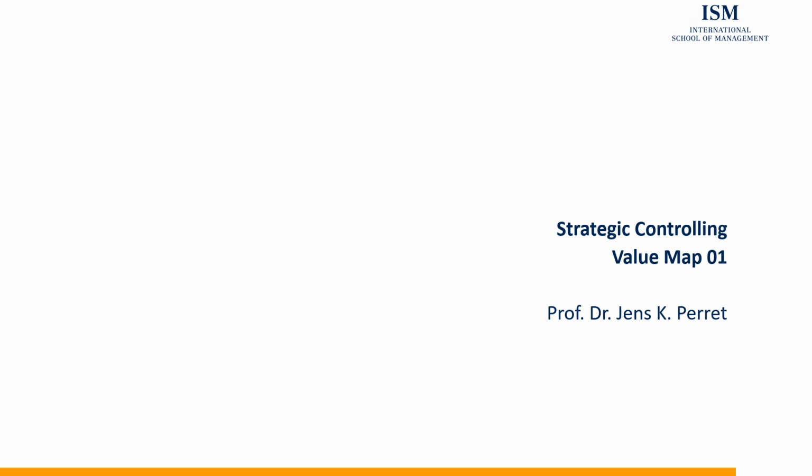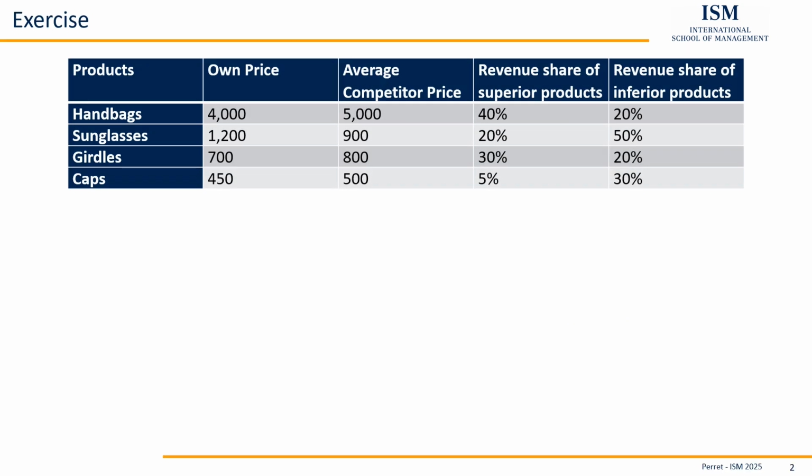Welcome to this exercise on the value map approach. Here we have four products or business units of our company. First off, our own price on average, which we charge for products from this category, and the average prices from competitors.